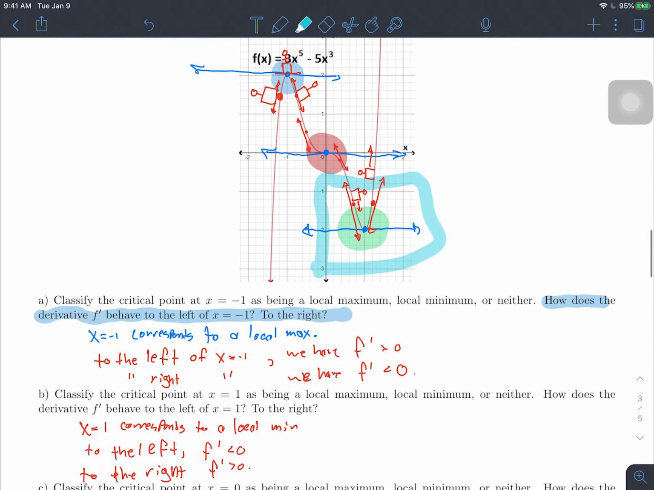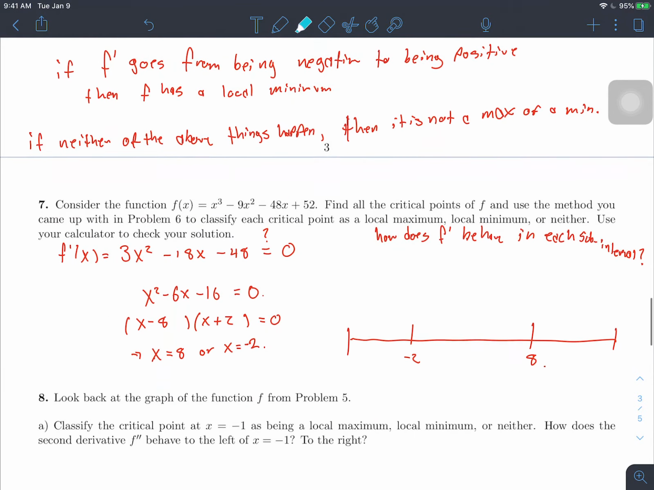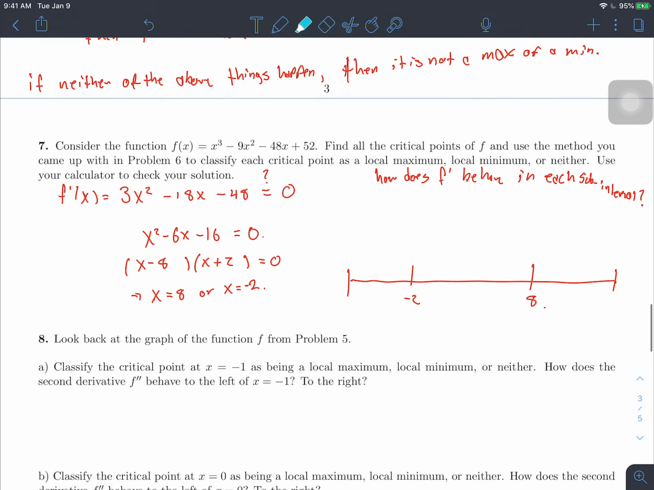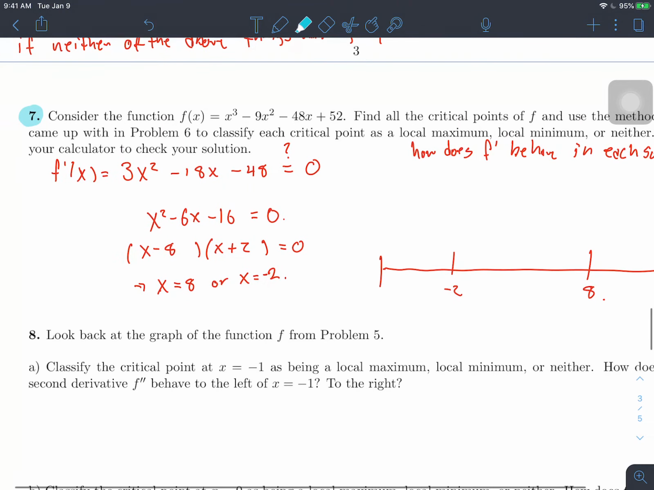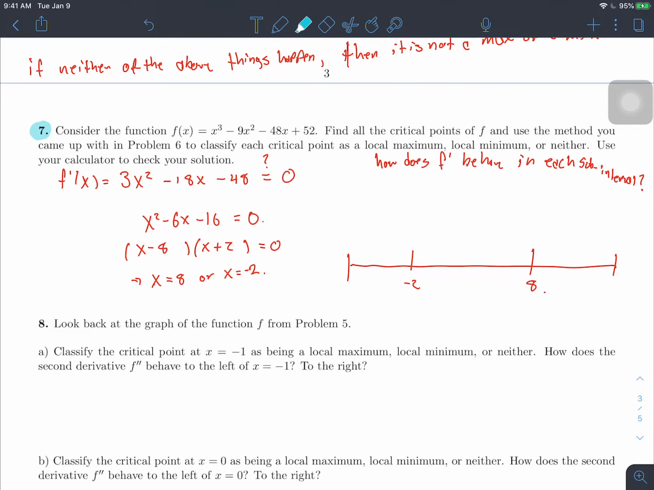Okay, so what we were doing at the end of class was this problem number 7 here, where we were supposed to consider this polynomial function and find all the critical points and use the method we came up with in problem 6 to classify each critical point as a local max, local min, or neither. Okay, so let's see here. Where was I?